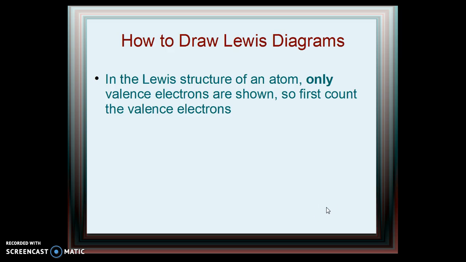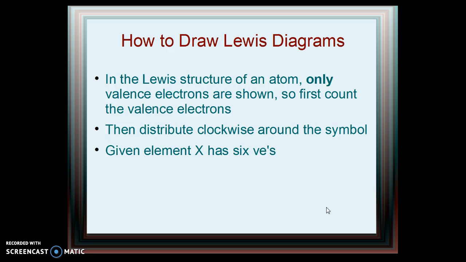How do we do this? Well, again, only valence electrons are shown, so you first have to count the valence electrons. And you get that really from the number out of 8, because 8 is really pretty much the highest you're going to go to. You're going to look at the column of the periodic table and count from the left. Then you're going to distribute that number of electrons clockwise around the symbol.